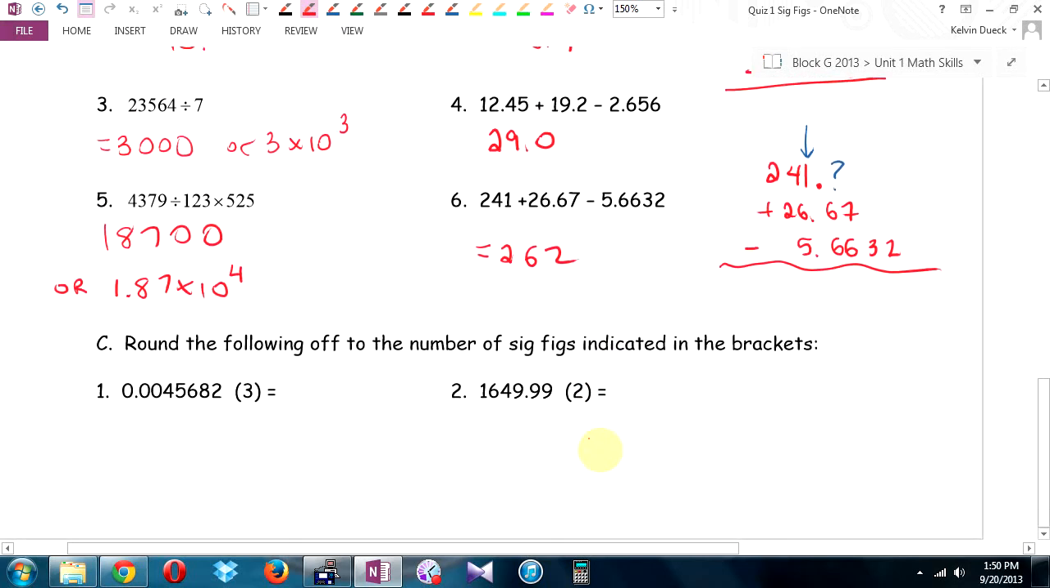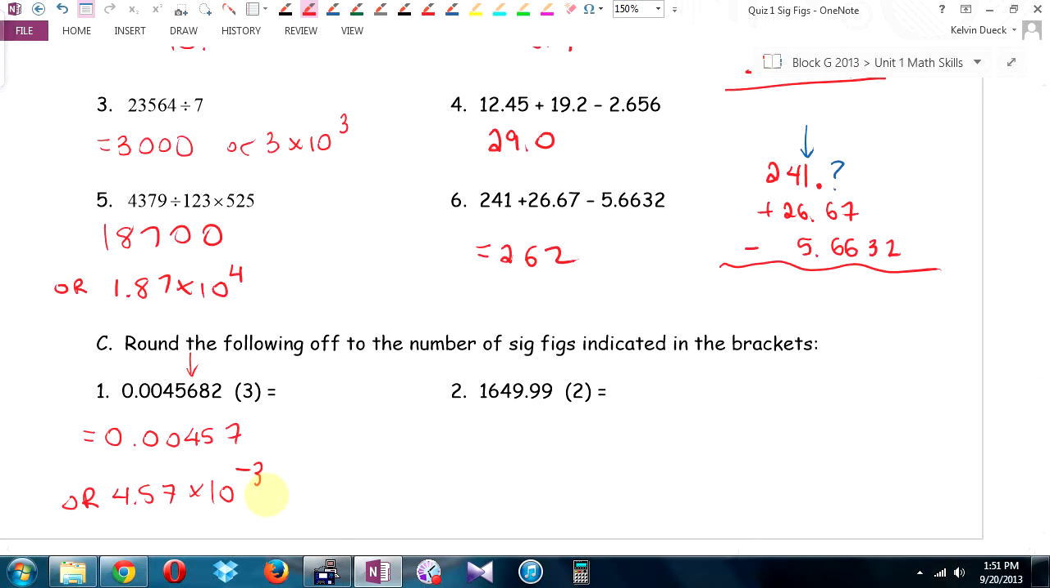C, I hope you could figure out what I was getting at in question C. It says, round the following off to the correct number of sig figs indicated in the brackets. In other words, C number 1, round it off to 3 sig figs. So 3 sig figs is going to be this column right here. Is the 6 going to stay a 6 or become a 7? I think it's going to become a 7. So it's going to be 0.00457. Or you could have gone 4.57 times 10 to the negative what? 3. Either is fine.